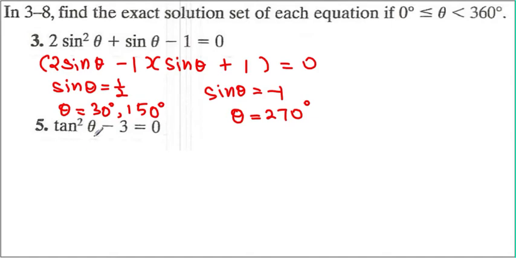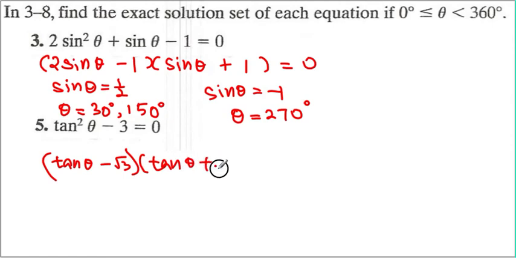How about number 5? Here we get to realize that tangent theta minus radical 3 times tangent theta plus radical 3 would have been equal to 0, our factoring with the radicals. But in this case, radical is good because we know the measure of the angle where the tangent ratio becomes radical 3. Yes, in fact, that's the 60 degrees. And then, as you can see here, tangent theta can be positive or negative square root of 3. That means we are looking at 4 angles.